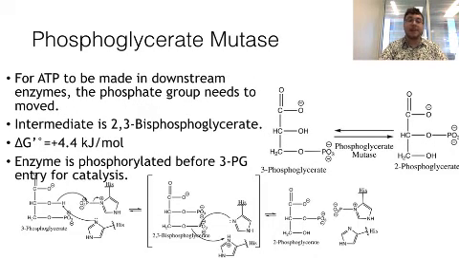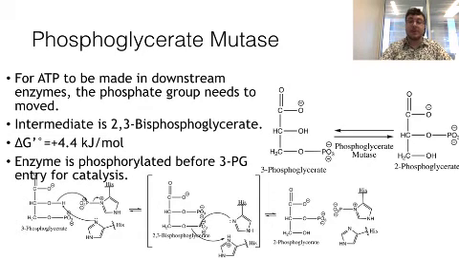The eighth step is catalyzed by phosphoglycerate mutase. A mutase is a form of isomerase which catalyzes the movement of a functional group within the same molecule. This mutase is required as the following enzymes require phosphate on the second carbon for proper activity and coordination. This reaction is pretty much in equilibrium. The intermediate is a 2,3-bisphosphoglycerate molecule.